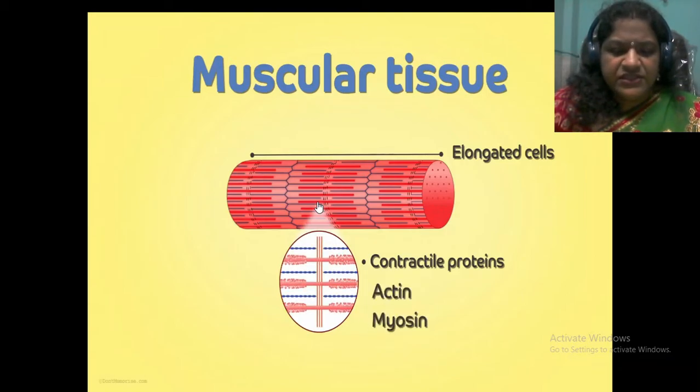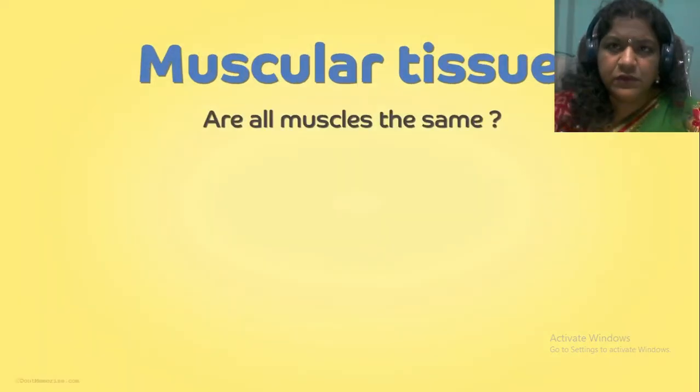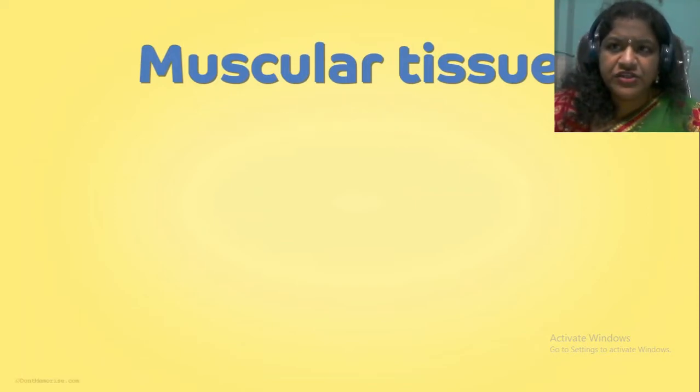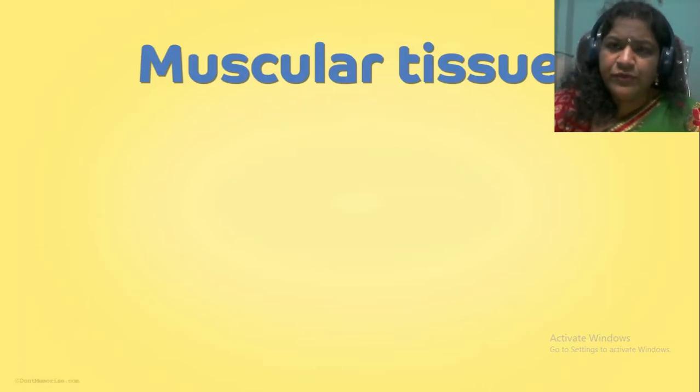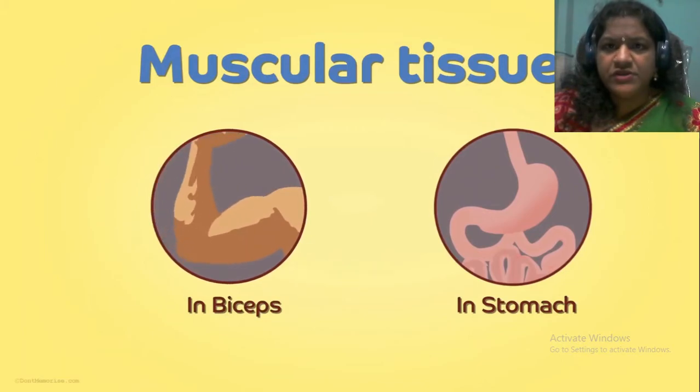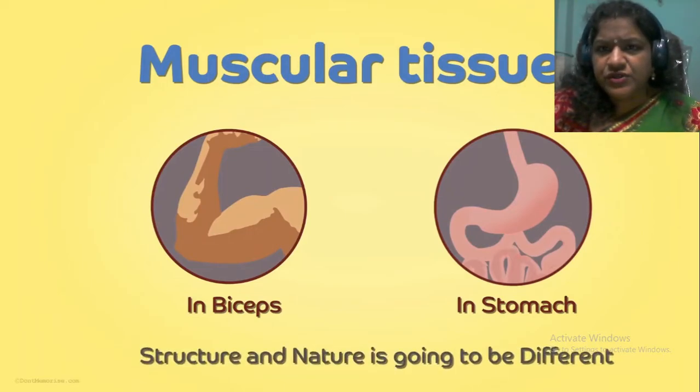Does this mean that the tissues are all same? They will not have any types? Yes, because all muscles are same, right? Well, actually not. Muscles come in various types depending on their functions. Are we trying to say the muscles in our stomach are different from those in our biceps? Of course they are. In fact, that both serve different functions suggests that their structure and nature are going to be different.